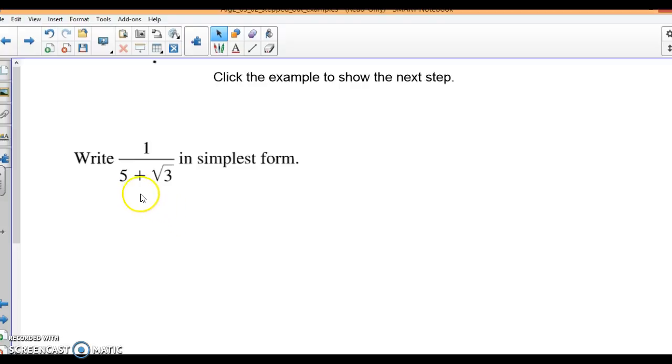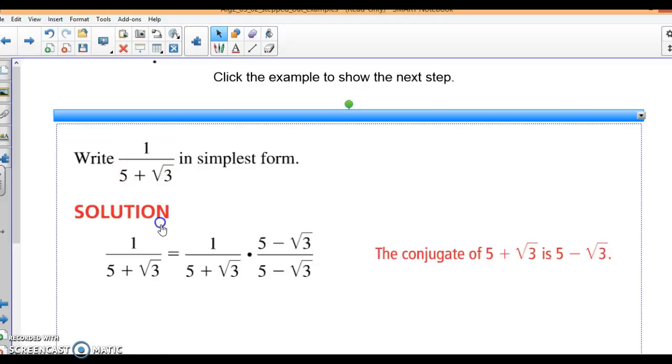The first step is to find the conjugate of the denominator. In order to do that, I just switch the sign that's in between my two terms. So for this problem, since it's 5 plus the square root of 3, the conjugate is going to be 5 minus the square root of 3. Once I find that conjugate, I multiply the entire fraction by that conjugate over itself.